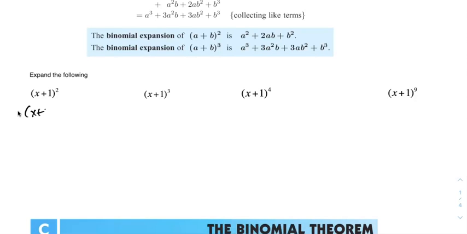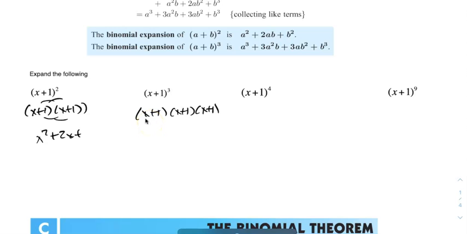x plus 1 squared is x plus 1 times x plus 1. You distribute, and you get x squared plus 2x plus 1. x plus 1 cubed is x plus 1 times x plus 1 times x plus 1. And you get something like this, and then how do you multiply this out? Well, you have to do it pairwise. Multiply these two first, get your answer, multiply by that one.